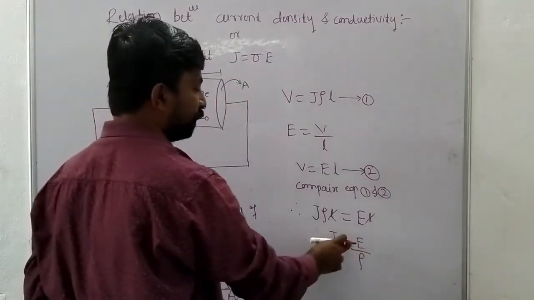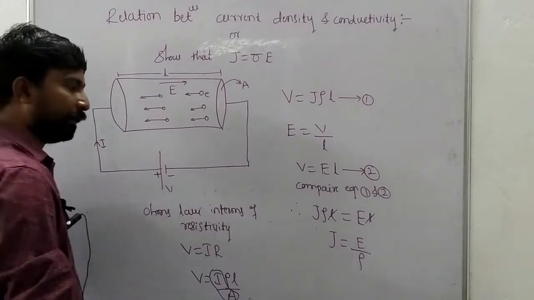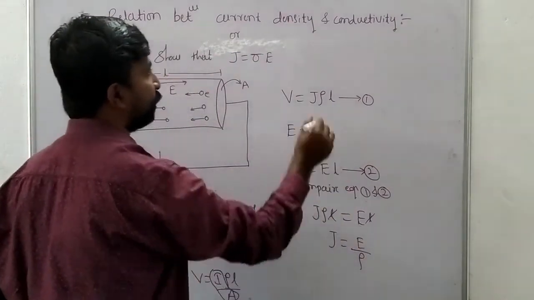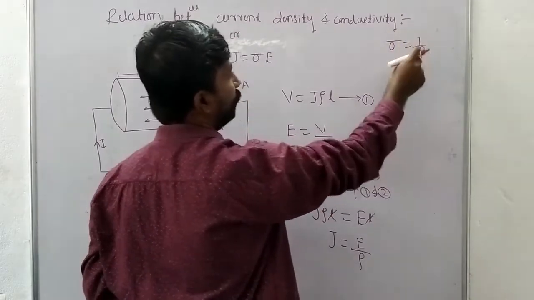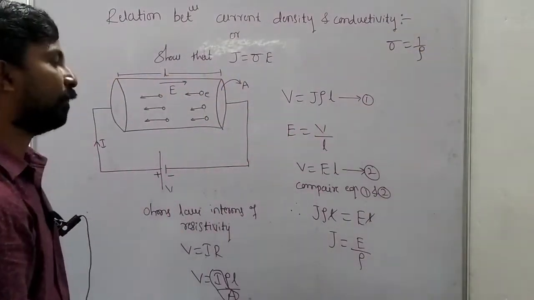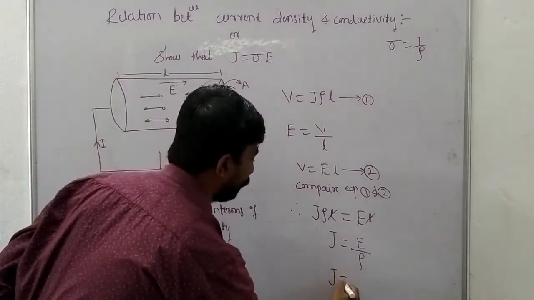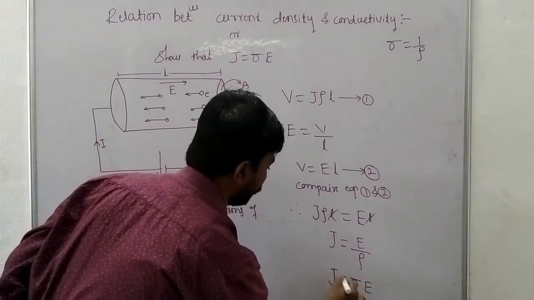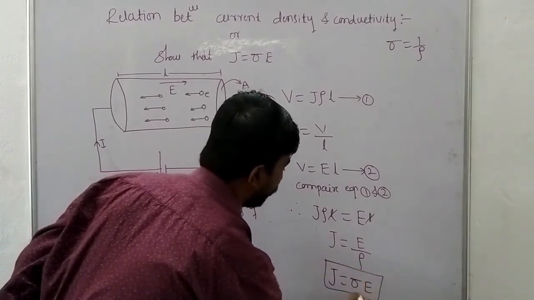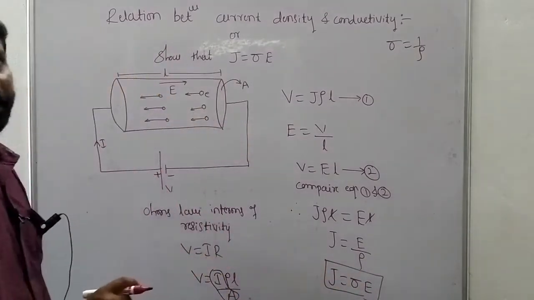Already you know that the reciprocal of the resistivity of the material is called conductivity. So sigma is equal to 1 by rho. Therefore finally J is equal to 1 by rho into E, which is sigma into E. So this is the relation between current density and the conductivity.